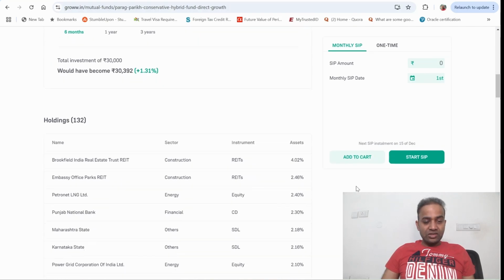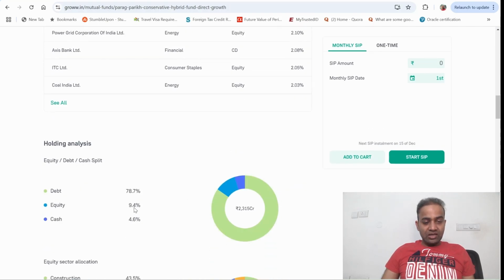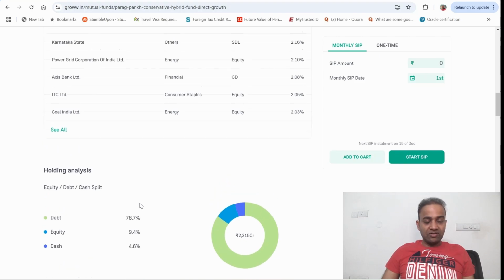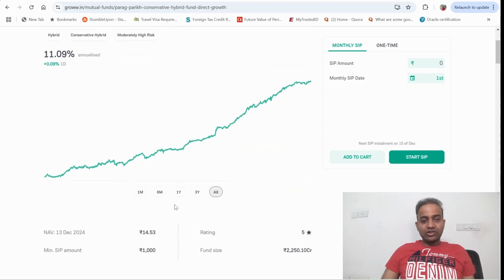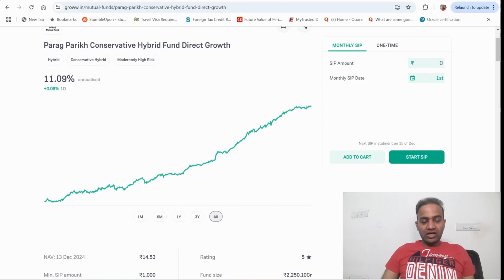But here, if you see the equity allocation, currently the equity allocation is 10%. It's normally in the 10 to 15% range. The rest is in debt, which is a good allocation for a conservative fund. Here you can get the advantage of lower volatility and some decent return through a conservative hybrid fund.